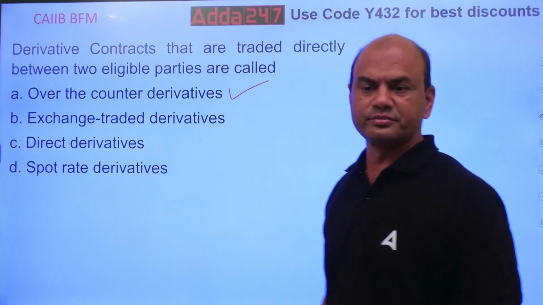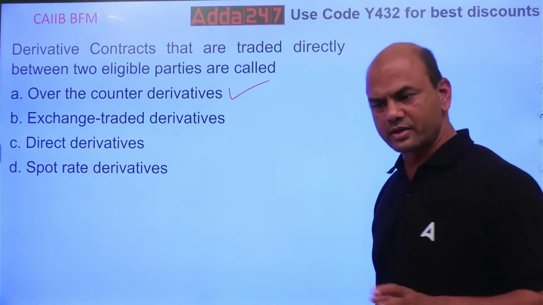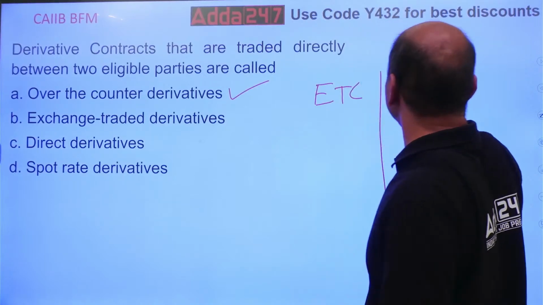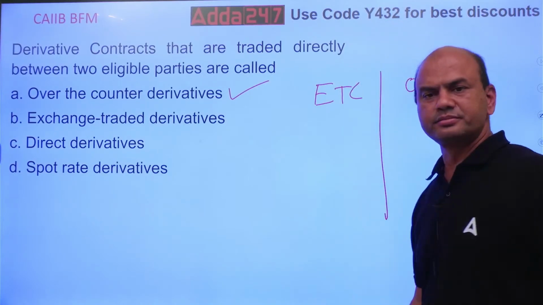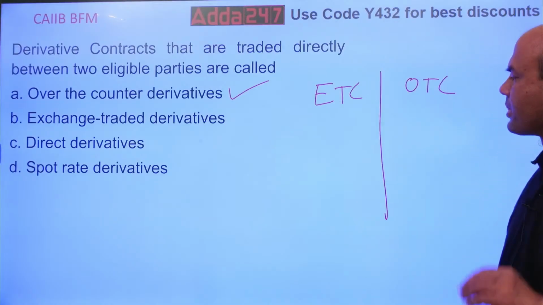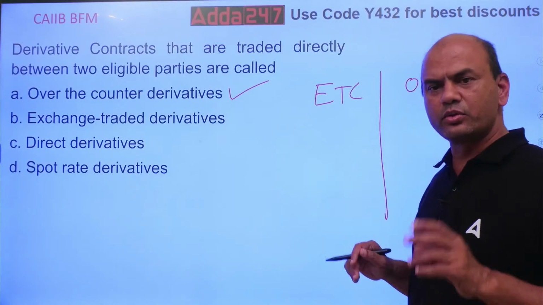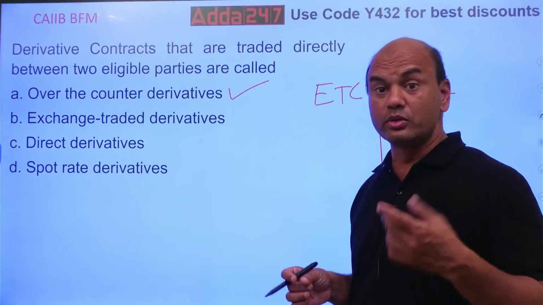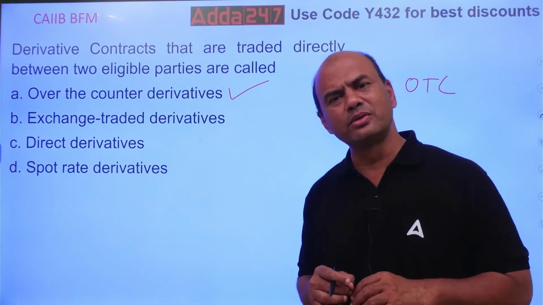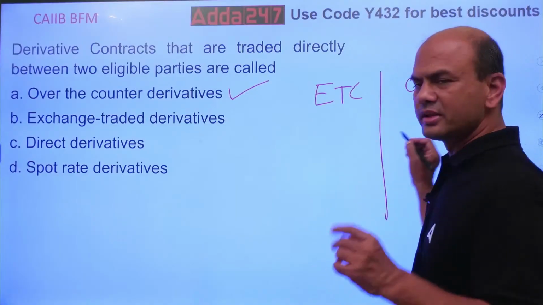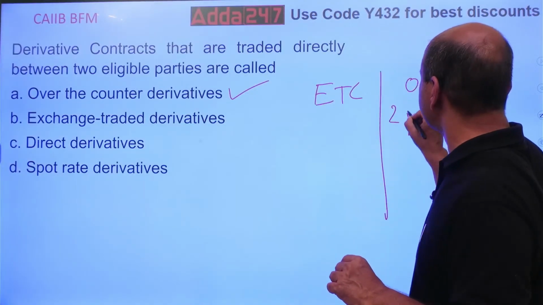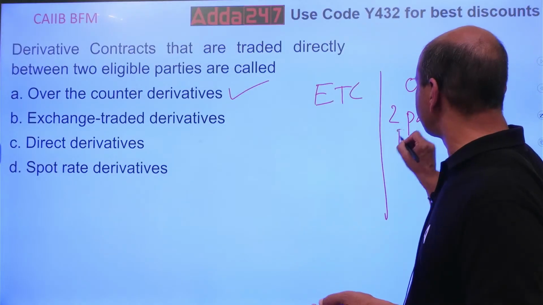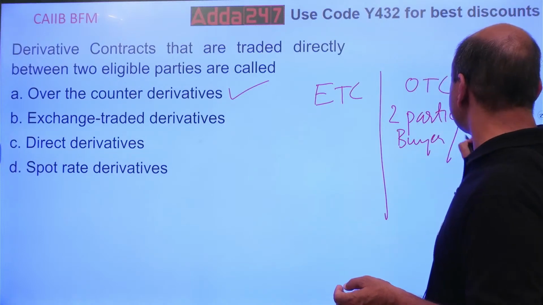It is over the counter. Kindly note, there are two types of derivatives: one is ETD, exchange traded derivatives, and the other is OTC, over the counter derivatives. What do you mean by this? See this. In OTC derivatives, there are only two parties. I'll give you a simple example. When you give a loan to any customer, which are the parties in that loan? You and the customer. So, there are only two parties over here: buyer and seller.